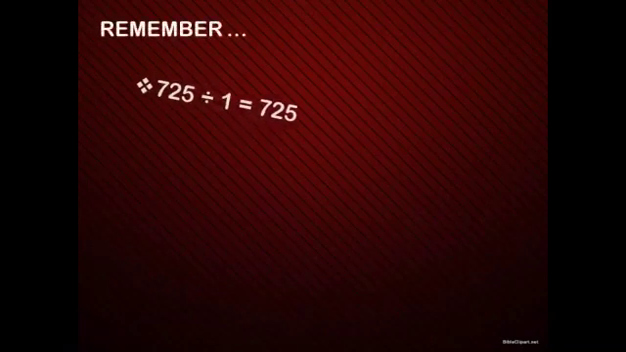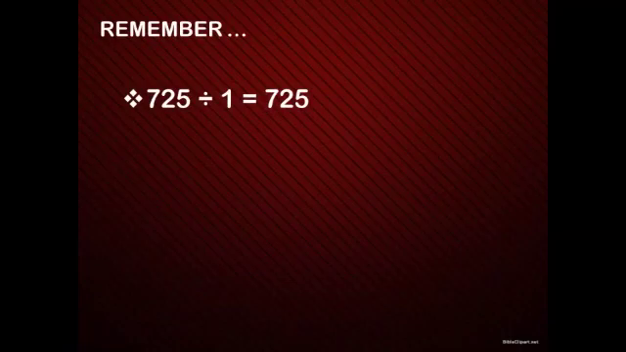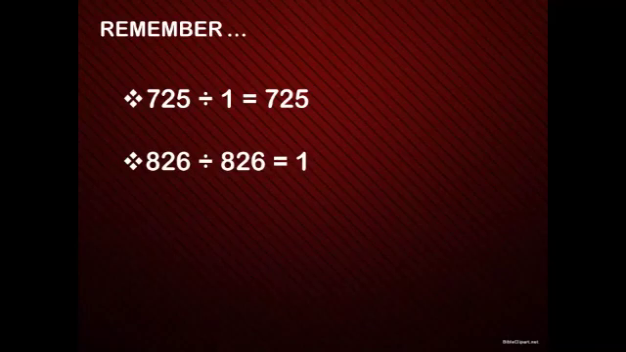Next we will go on to the properties of division. First one, 725 divided by 1. Here when a number is divided by 1, the quotient is the number itself. This is property number 1. Second one is 826 divided by 826 will give you 1. When a number except 0 is divided by itself, the quotient is 1.